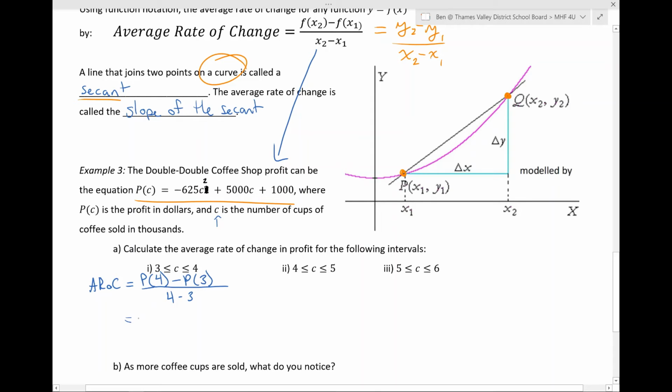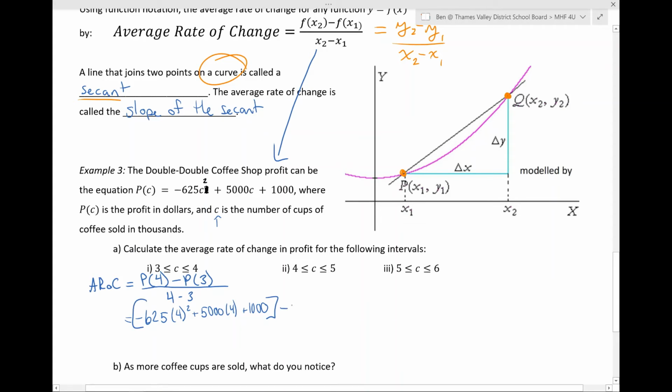So that means we need to evaluate P at 4. If we're going to work forward here, we need to evaluate P at 4, and that means we're substituting C equals 4 into this entire equation. So that is negative 625 times 4 squared plus 5,000 times 4 plus 1,000. So that's our P at 4.